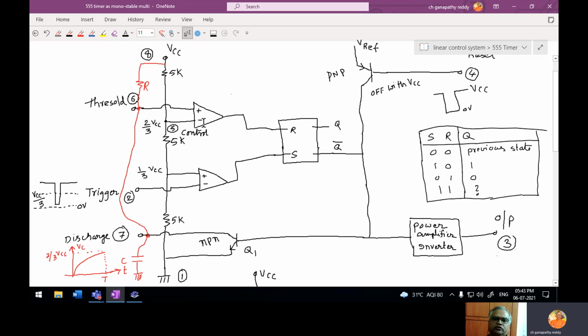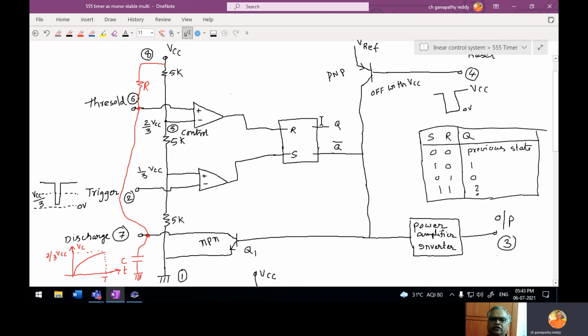2/3 VCC is connected to negative. Positive voltage is connected to some threshold. So if negative is more, output will be negative. If positive supply is more, output is positive. That is the working principle of comparator.